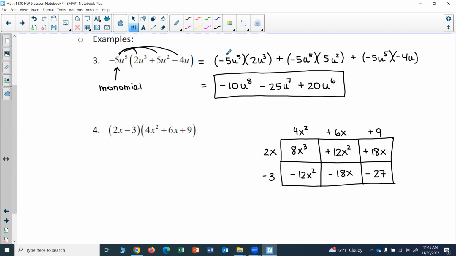Now I have to combine my like terms. So what I can do is just look for my like terms. So I have negative 12x squared plus 12x squared. Those are like terms. And so when I combine them, I actually get 0x squared, because I have negative 12 plus 12.